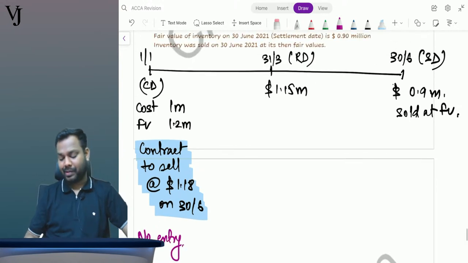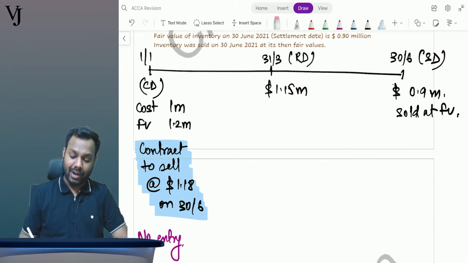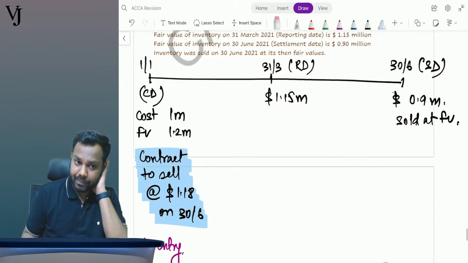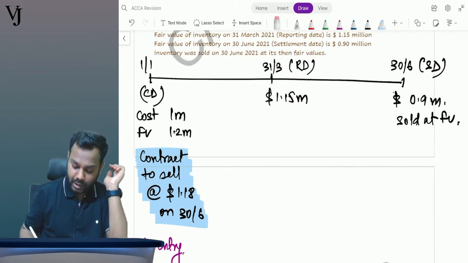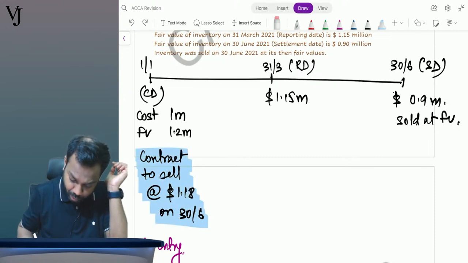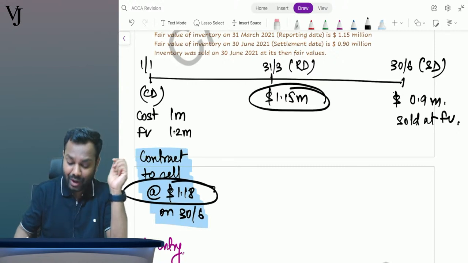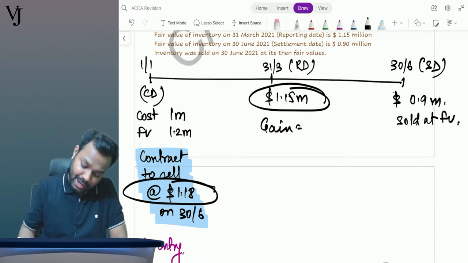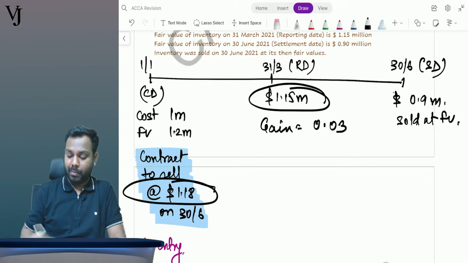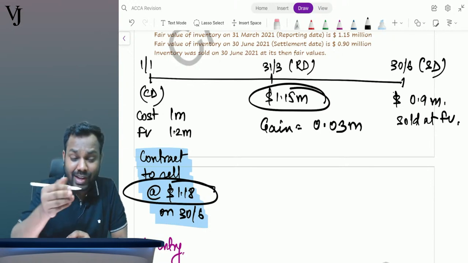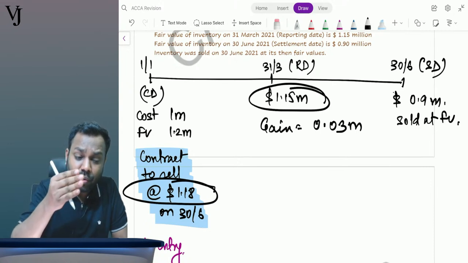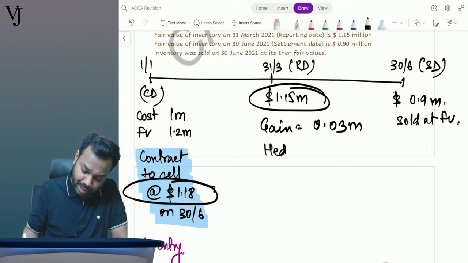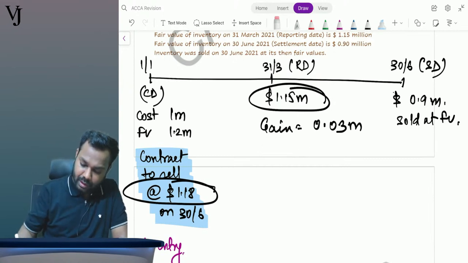Now on the reporting date, tell me what happens. Will I have a gain or a loss? Tell me, guys. I entered into a contract to sell at 1.18 and now the price decreases to 1.15. I have a gain. I am happy that I entered into a contract to sell at a higher rate. So the gain is 0.03 million on the hedge instrument, which I will transfer to the hedged item. So what I will do? Hedge instrument.